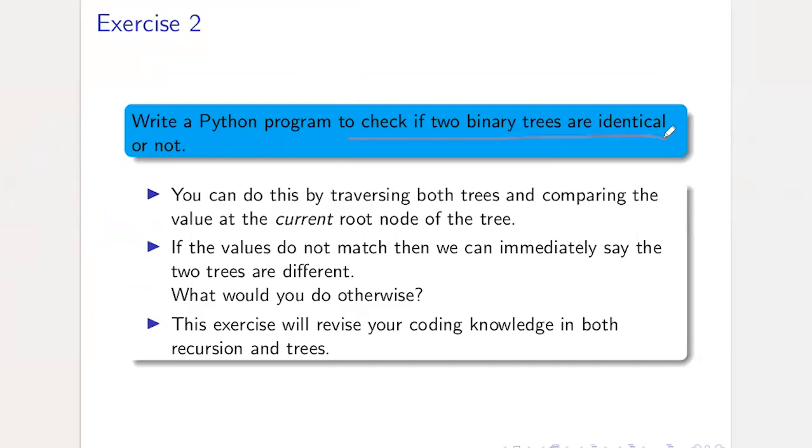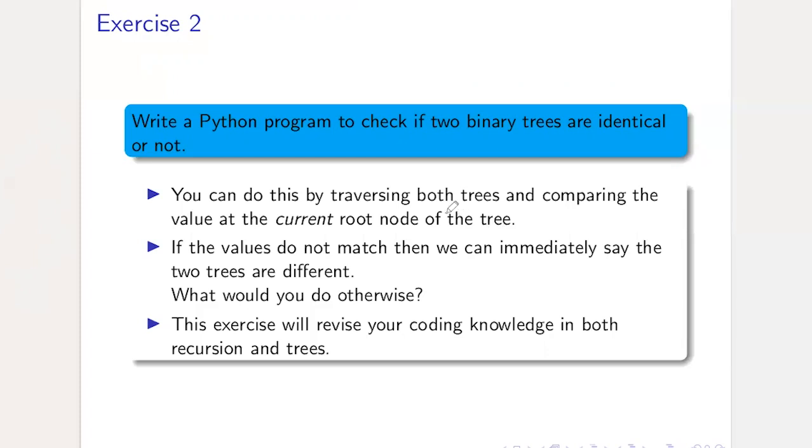So the way to do that is to actually traverse. A good question to ask is, what do you mean by they are identical? For them to be identical, they should have the same node structure, and they should have the same values in the nodes also. So that is the exercise. I have some helpful hints here for you.